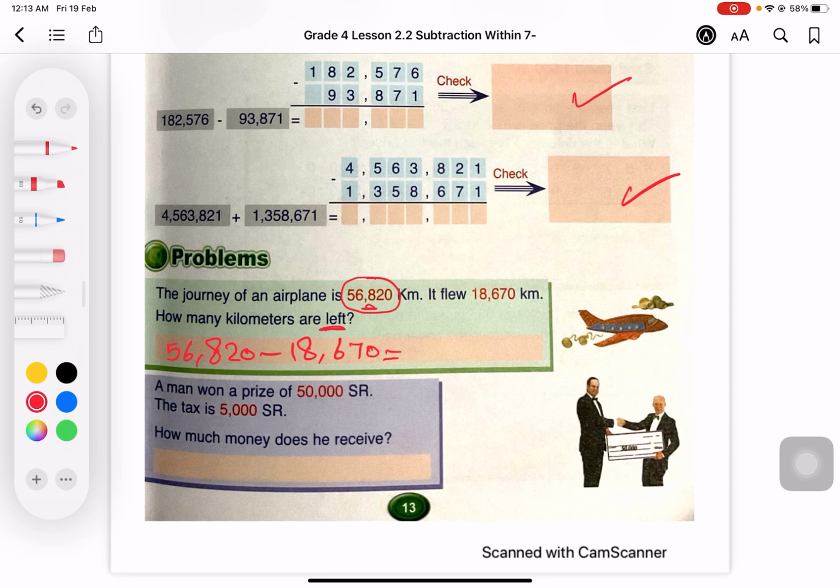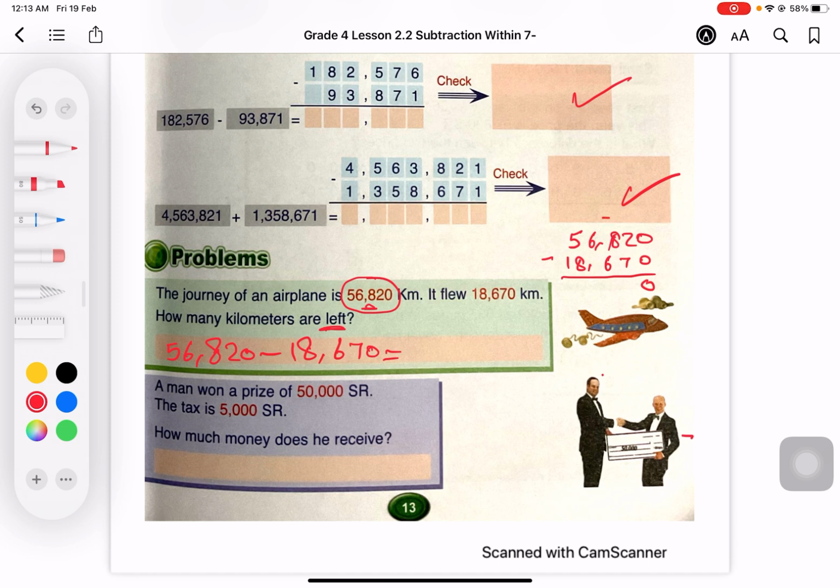18,670. Now I will put my numbers under each other and I will subtract. This way we are subtracting horizontal. I can put them under each other vertical. I will write it here, 56,820 minus 18,670. Now let's subtract. 0 minus 0, 0. 2 minus 7, you can't. Borrow from the 8. The 8 will become 7.